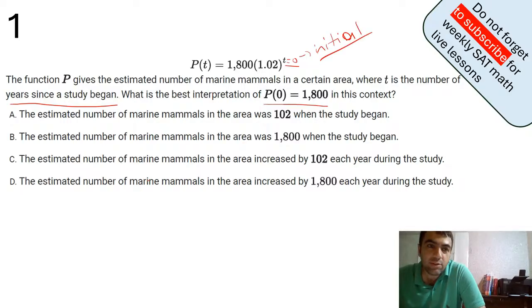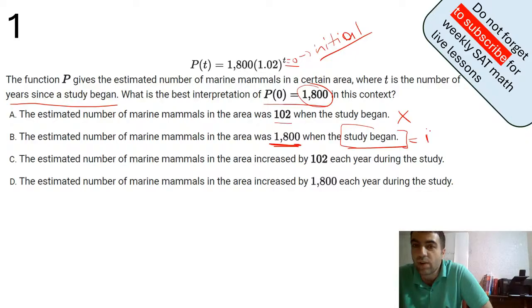Let's have a look at the choices. The estimated number of marine mammals in the area was 102 when the study began. No, it is not. The estimated number of marine mammals is 1800, right? When the study began. Study began means initial value, first value, okay? Initial value. The answer is B. Mr. Saib, you were right. Mr. Shahin, you were right.